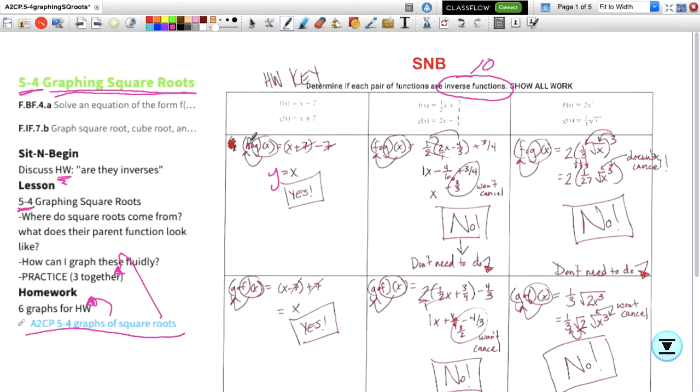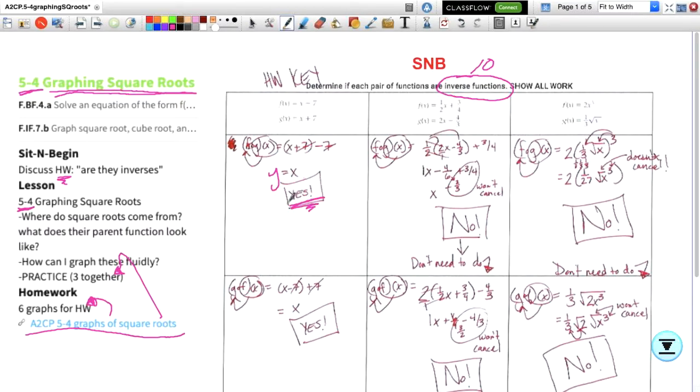So I started off by doing f of g of x. So we have an f and a g. F of g of x means I take my g of x, plug it into the f function. So I took my g of x and plugged it in right here, okay? And then I just simplified. So the 7 and the negative 7 cancel. I end up with just x. That is my identity function. That means so far these two could be inverse functions.